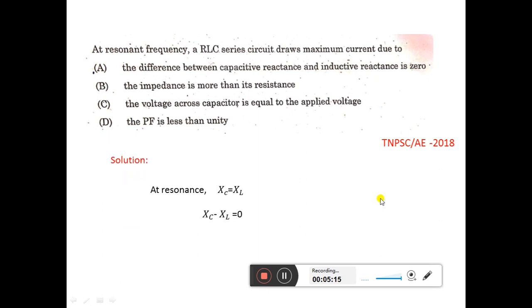Solution. In the question, it is given at resonance frequency. So at resonance, XC equal to XL. Capacitor reactance equal to inductive reactance. So we can write XC minus XL equal to 0. According to that, from the options, the first one, the difference between capacitor reactance and inductive reactance is 0, is correct. So the answer is A.